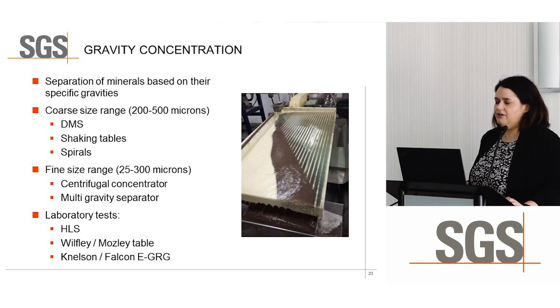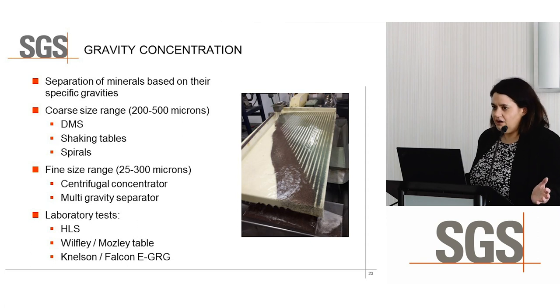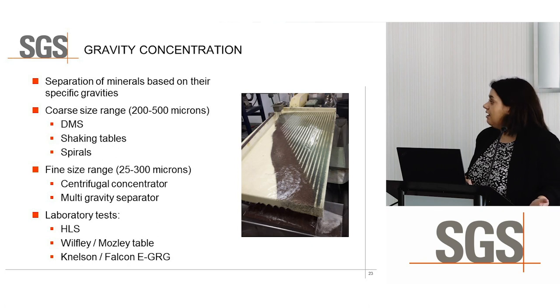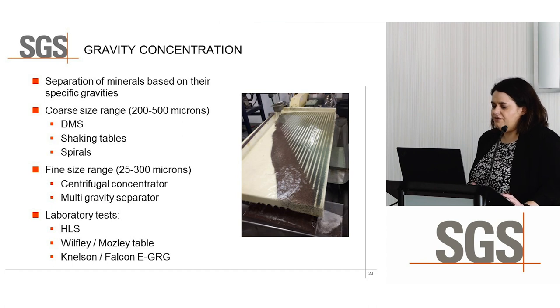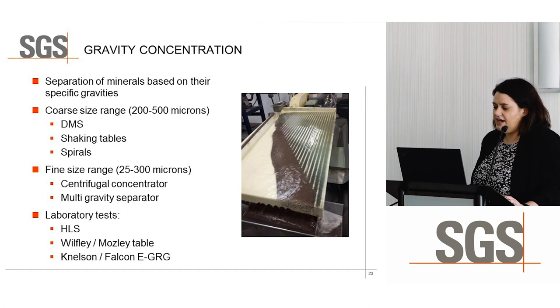So the first part, the simplest part, is gravity, looking at the SG of whatever mineral you want to concentrate. In the coarse end, you can look at dense media separation or DMS, shaking tables or spirals. And at the finer end, if you're looking for gold deposits and things like that, you can look at centrifugal concentration or a multi-gravity separator.